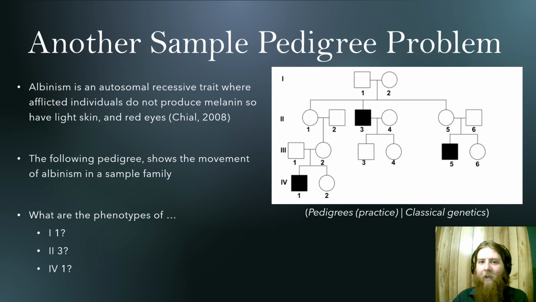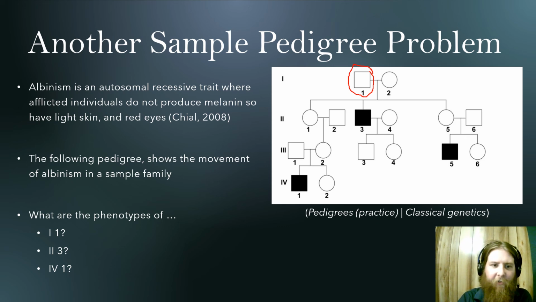Let's look at another sample pedigree problem here. We're looking at albinism. This is an autosomal recessive trait where afflicted individuals do not produce melanin, so they have light skin, they can have reddish eyes, or they can have very light blue eyes. The following pedigree shows the movement of albinism through a sample family. So we're going to do very much the same process we did in the last one. We're going to start looking at Roman numeral 1, number 1. This is dad here. He does not have albinism. But looking down at his kids, there is one that does.